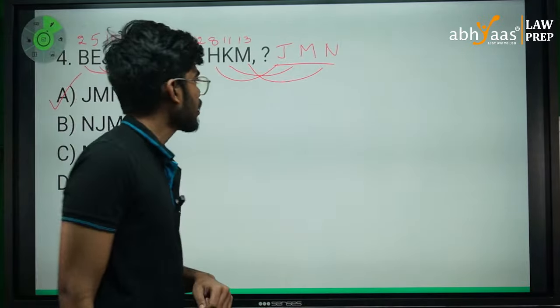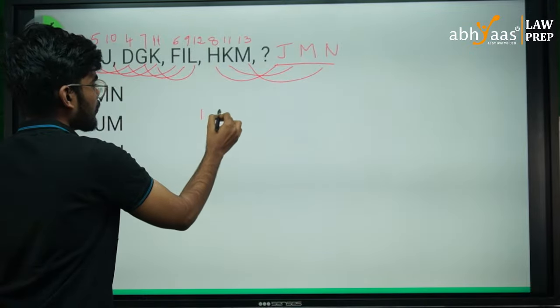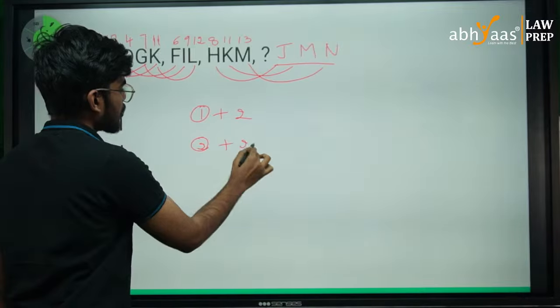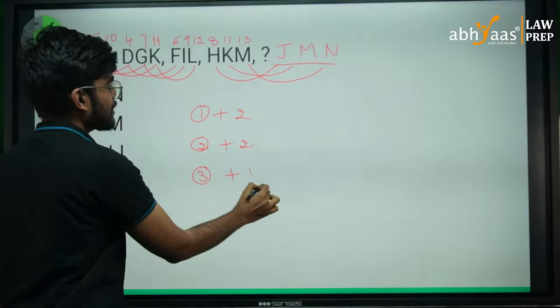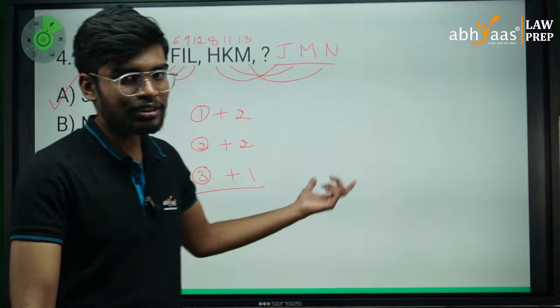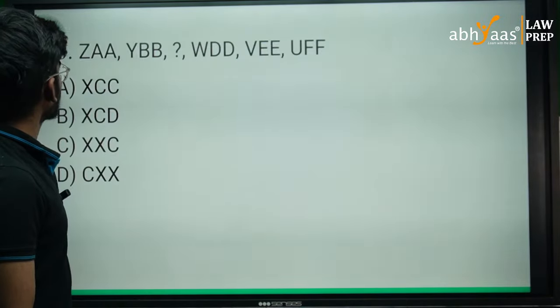Option A. So, it is nothing but the first letter plus 2, second letter plus 2, third letter plus 1. That is the series: plus 2, plus 2, plus 1. That is the series to answer this question. And moving to question number 5.